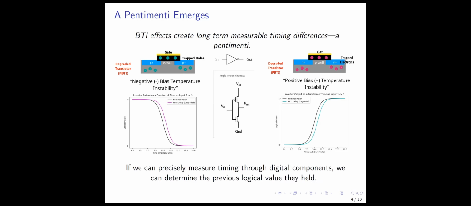And so if we were able to precisely measure the timing difference or the timing through these digital components, we can determine the previous logical value that they held. And that's the fundamental premise of our work. Now, we're particularly interested in this with regards to cloud resident field programmable gate arrays. We see them as a pretty high-risk target because you have consecutive users who have the expectation of total isolation between previous and future users.